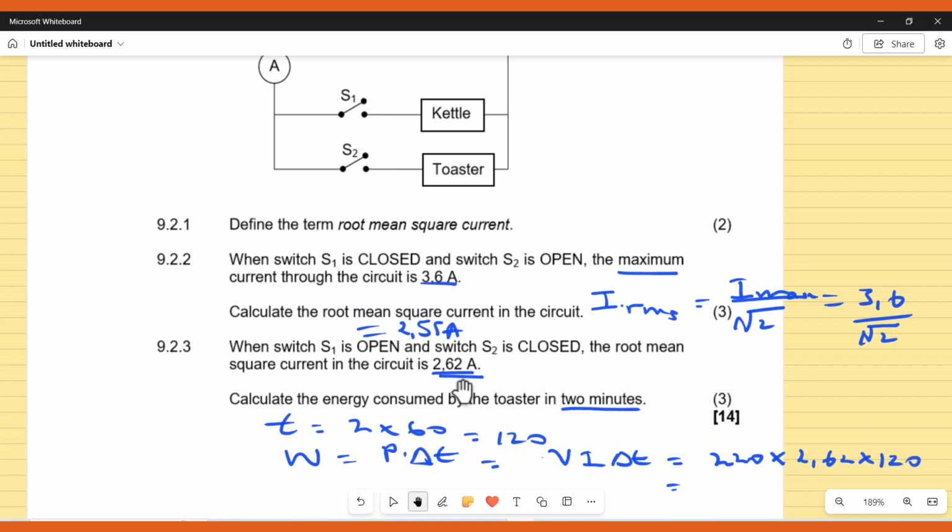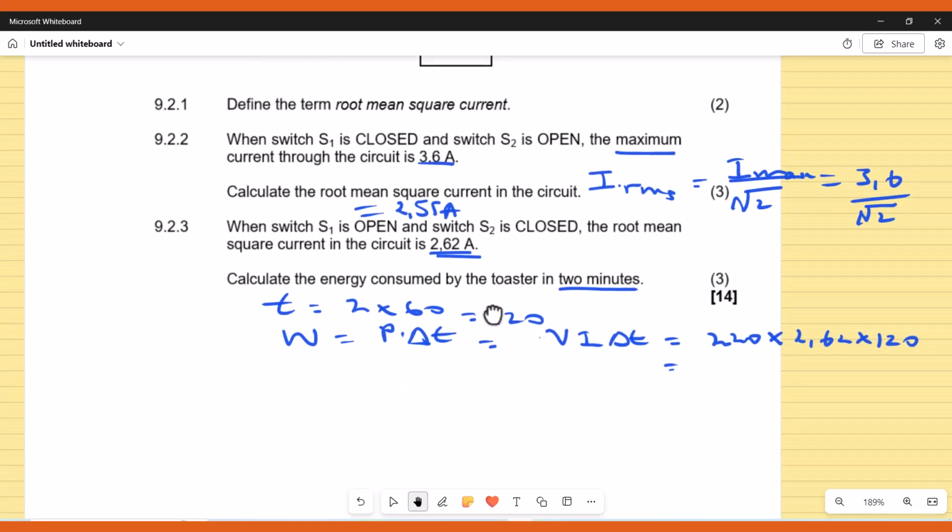So what do you get? Calculators there? What do we get here? If I punch it in on my calculator, it gives me 69168 joules. So I get 69168 joules. So that's our energy consumed.